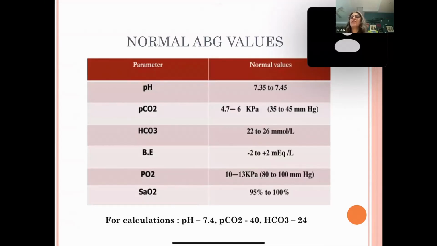So these normal values you should remember: pH 7.35 to 7.45, PCO2 35 to 45 mmHg, bicarb 22 to 26 millimole per liter, base excess -2 to +2 milliequivalent per liter, PO2 80 to 100, SO2 95 to 100%. For calculation purposes, we have to take a single value. So we go for pH 7.4, PCO2 40, and bicarbonate 24. Remember these values for further calculations.